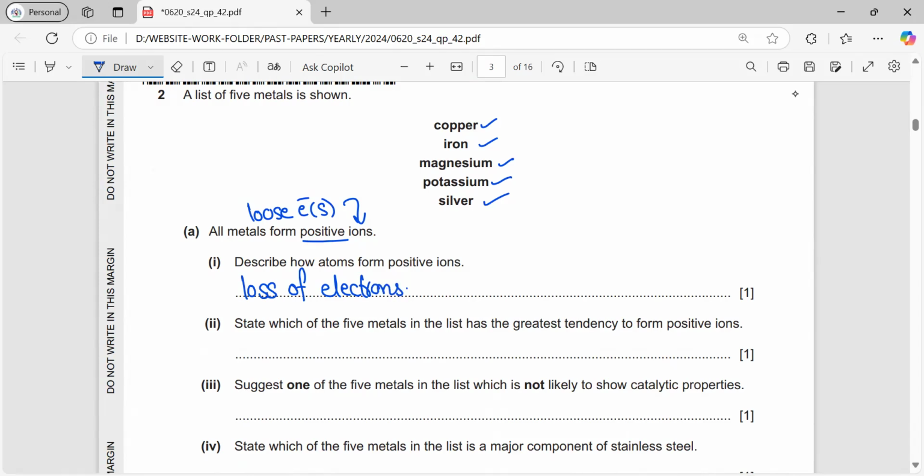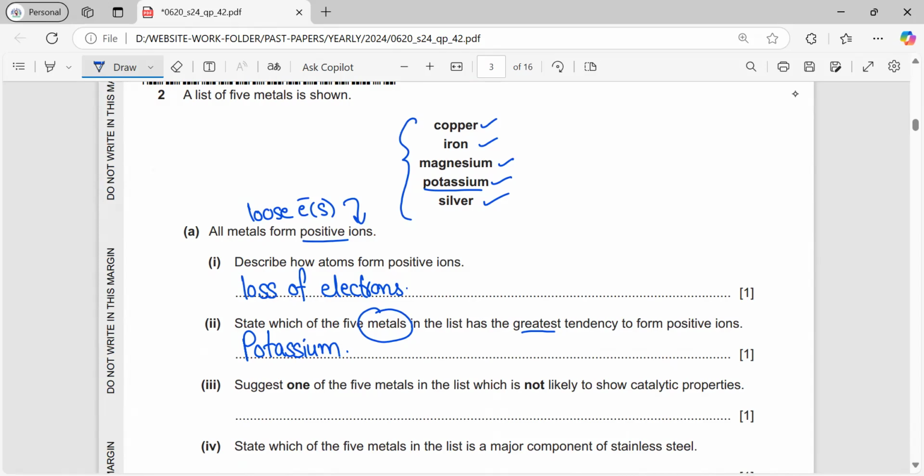State which of the 5 metals in the list has the greatest tendency to form positive ions. The metal with the greatest tendency to form positive ions will be the one with highest reactivity. So out of these 5, potassium is the most reactive. It has the highest reactivity because it is present in group 1.